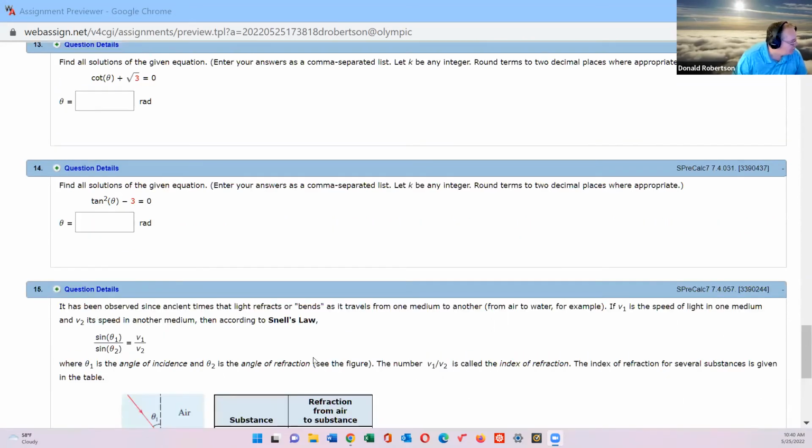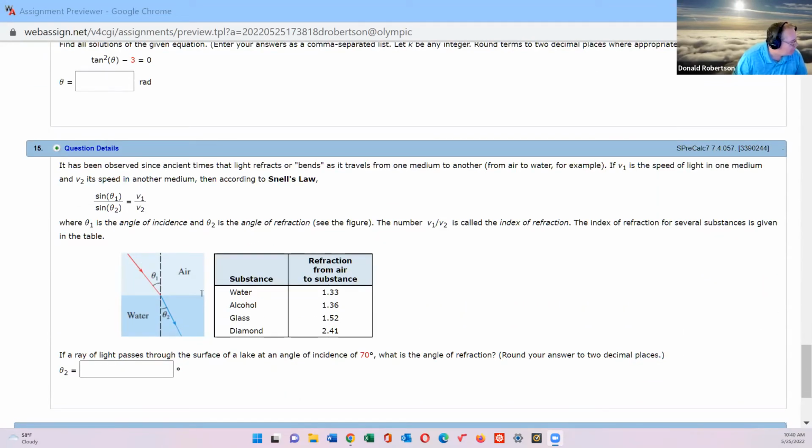So we are going to do a story where we are given some information, and our job is to find out what theta 2 is. If the first angle, theta 1, is coming in at an angle of 70 degrees, our job is to find the angle theta 2. So that's me got all the stuff. Let's set up the working and solve it.